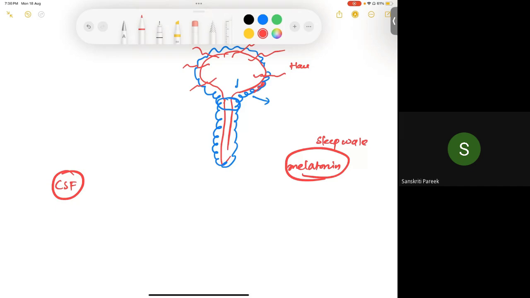Pineal gland? Yes, it's going to be made by the pineal gland, right? So this melatonin is going to help in the sleep-wake cycle. How does the transport of this melatonin occur? It occurs via CSF. So can I say that CSF is also really important for the transport of different hormones, right? Can I say that CSF is important for transport as well?